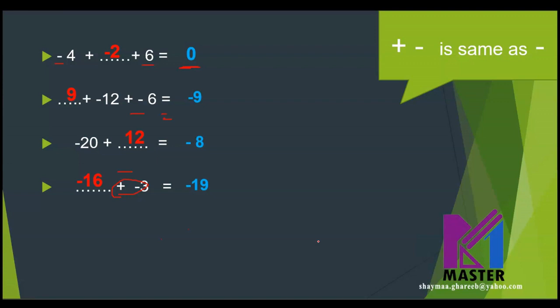So every time, don't forget that we change the plus negative sign into a subtraction sign. Okay?